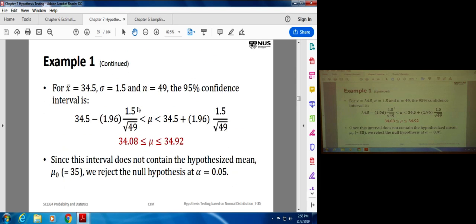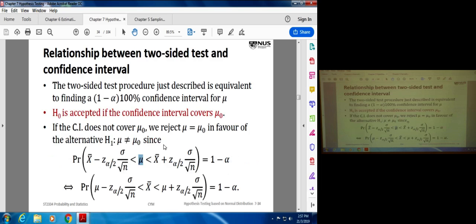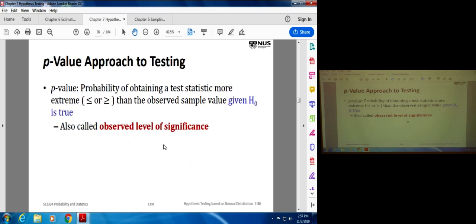Okay, so if we consider our example, remember that x bar is 34.5, sigma is 1.5, n is 49, so the 95% confidence interval is this one, right? 34.08, 34.92. Our hypothesized value of our parameter does not lie in this interval, so you can reject. But the key point is the test statistic and the confidence interval are based on the same pivot or statistic, so that's why you have this duality.